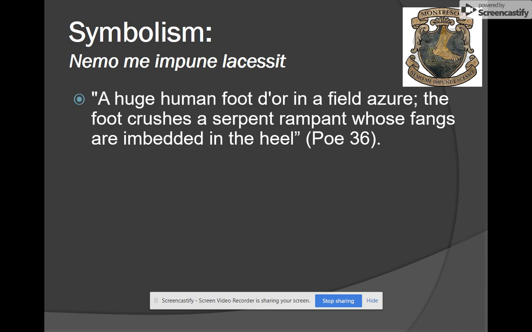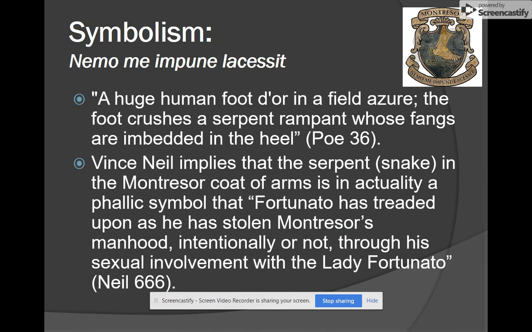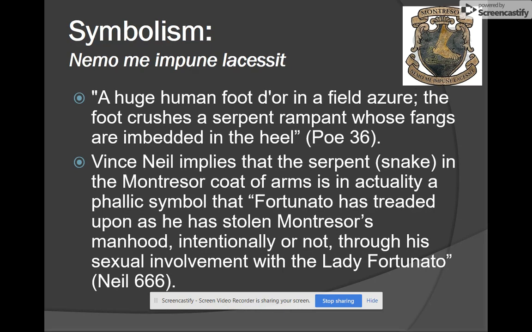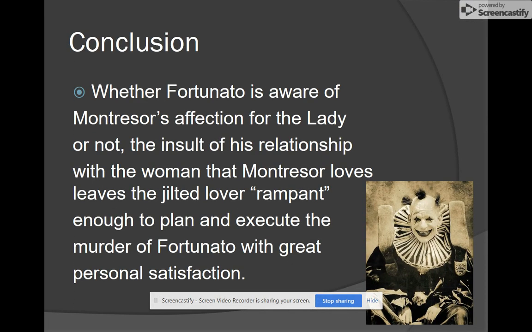And according to Vince Neil, the serpent in the Montresor coat of arms is actually a phallic symbol that Fortunato has treaded upon as he's stolen Montresor's manhood, intentionally or not, through his sexual involvement with the Lady Fortunato. So there's a little bit of psychology in there, a little bit of Freudian theory to be addressed.